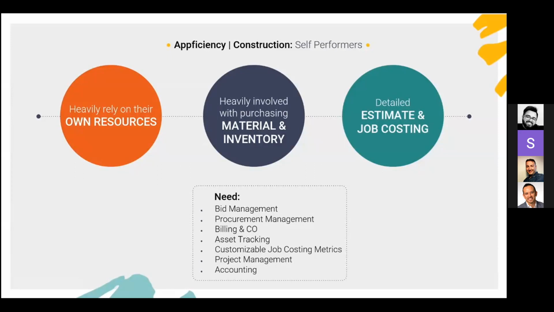Yes, it is. That's the meaning of self-performing. And that's why here you see we said material and inventory. The bigger you are in terms of the variety of the material, the more likely you have an inventory, because there's no way to ship all those materials to the job site.